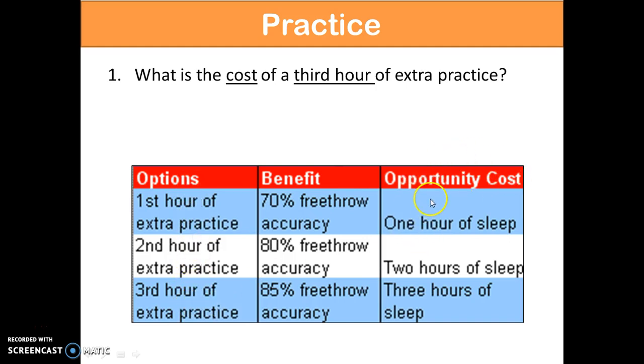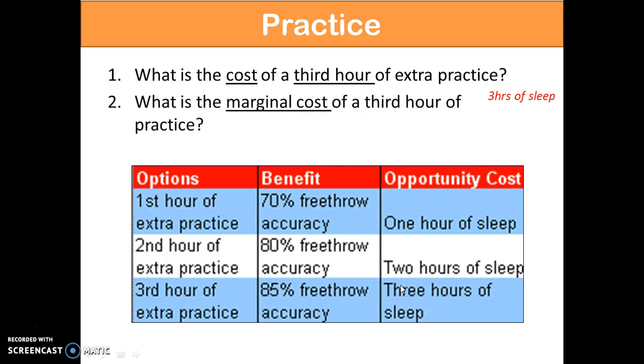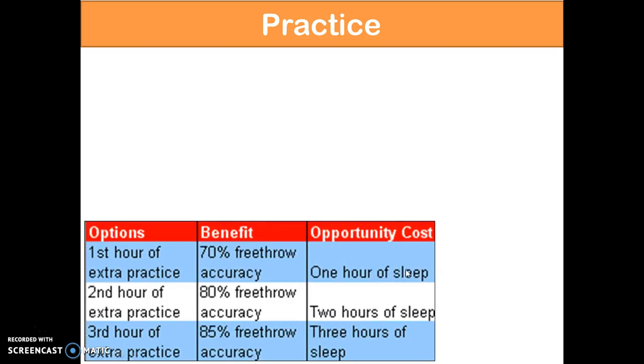Our opportunity cost will be the same as our total cost. So for a 3rd hour of extra practice, we're giving up 3 hours of sleep. The marginal cost of that 3rd hour is going to be 3 minus 2, which is 1 hour of sleep.